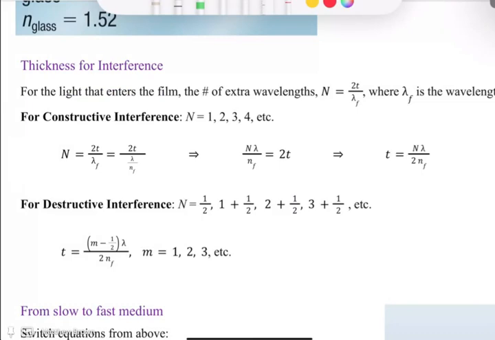And then we can take the equation we had here, and we already figured out on the last page, lambda f is just lambda over nf. And then take this equation here and multiply the top and bottom by nf, so that those cancel. And then we're left with n lambda over nf. Rearrange that, which I guess means divide both sides by nf, and we can figure out what that thickness needs to be to get constructive interference. And we end up with that.